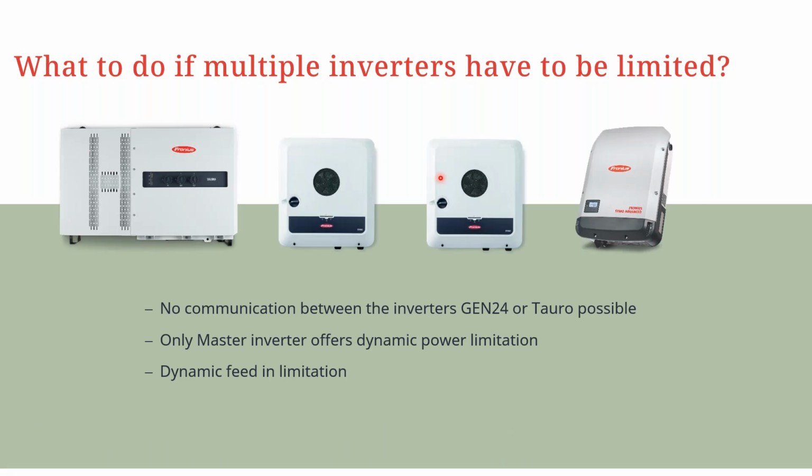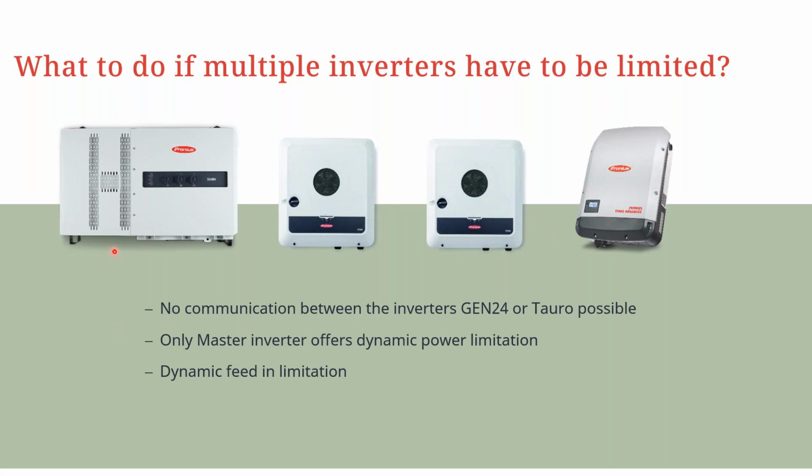Feed-in limitation. What to do if you have multiple inverters in one setup? This is a very common question, because sometimes you have old installations with Snap inverters, and you might want to integrate the newer inverter, which could be the Gen 24 or the Tauro inverter. As we know, the Gen 24 and the Tauro inverters, due to the architecture of the communication inside, do not allow inverter to inverter communication like we know of the Snap inverters.